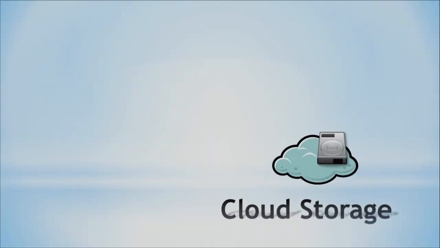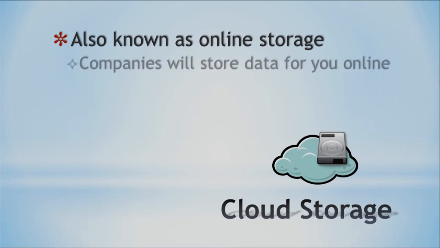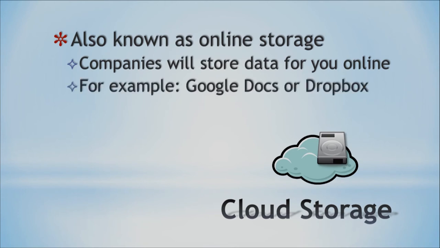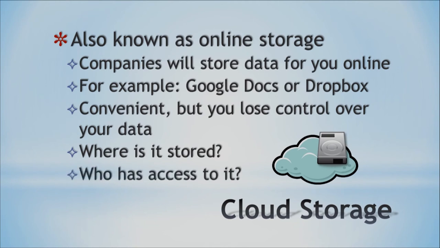So we've got cloud storage. This is really big lately, online storage. Companies will store the data for you online. Google Docs or Dropbox is a good example. Now it's great, it's convenient, but you do lose some control over your data. So you have to think, well, where is it stored? And who has access to it? So you're going to have a trade-off with that. Just be aware of what's going on with that.